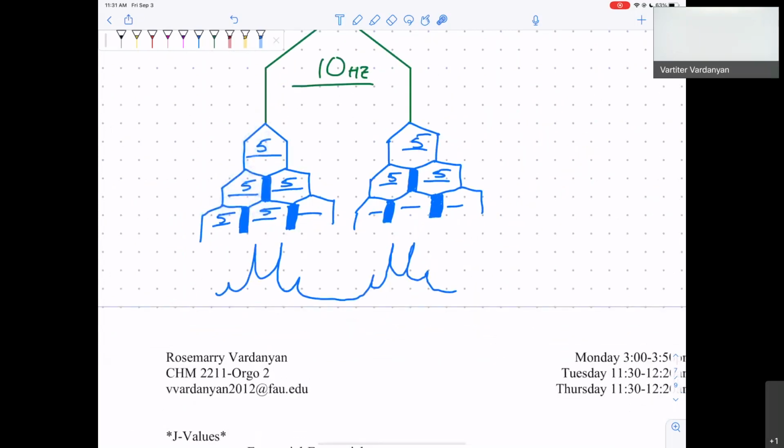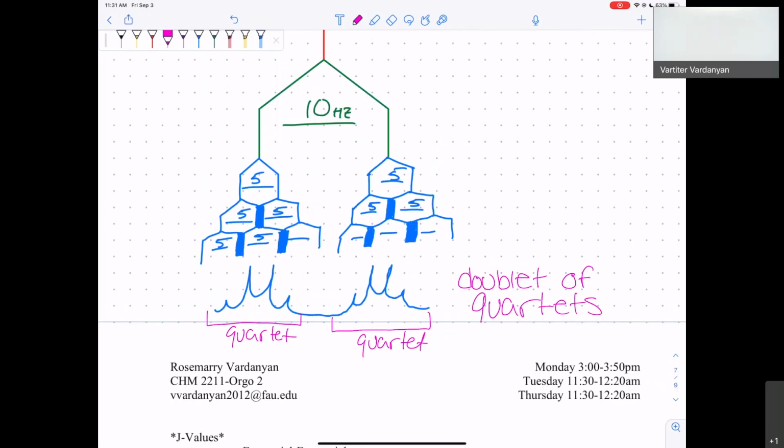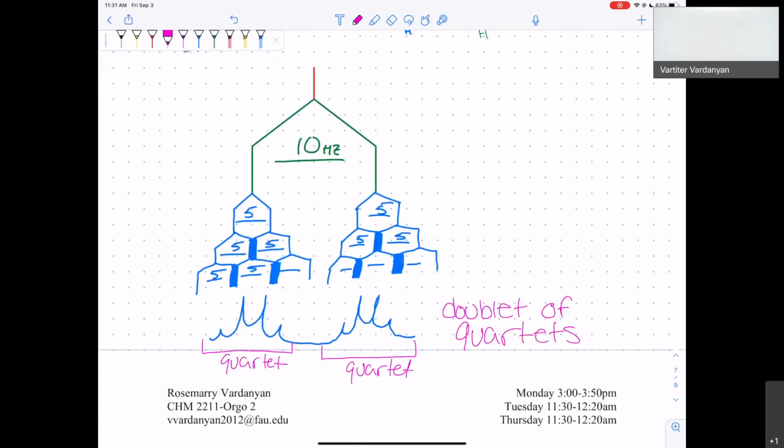So what does this kind of look like, almost? As we can see, this is a quartet, and this is a quartet. So back to that funny naming thing, we have double quartets. So we're going to say that we have a doublet of quartets. That's where this kind of naming comes from. So we're going to call this guy a doublet of quartets because sets of quartets.